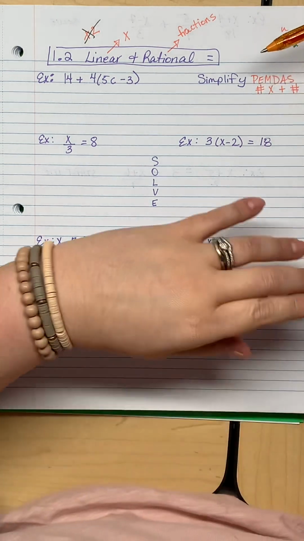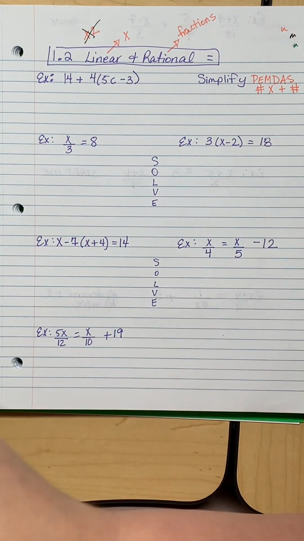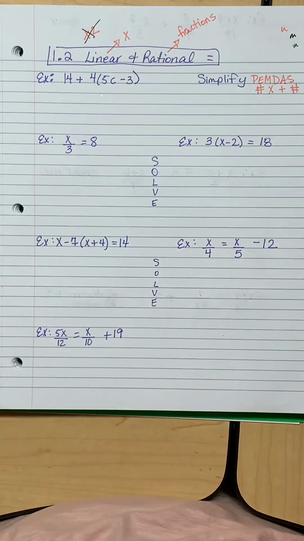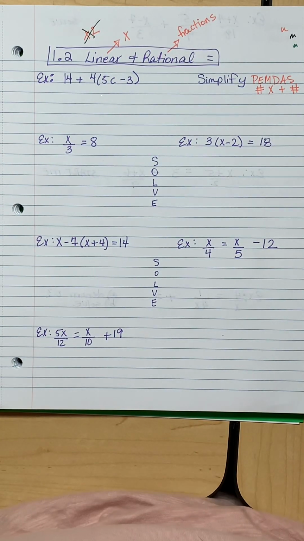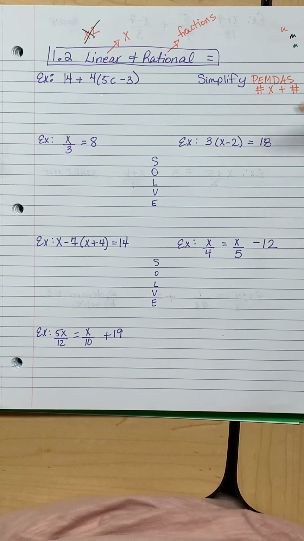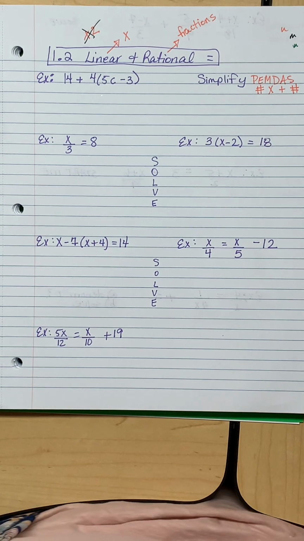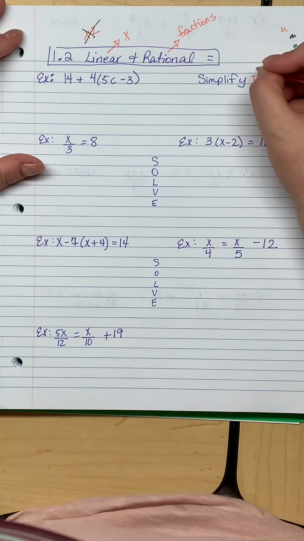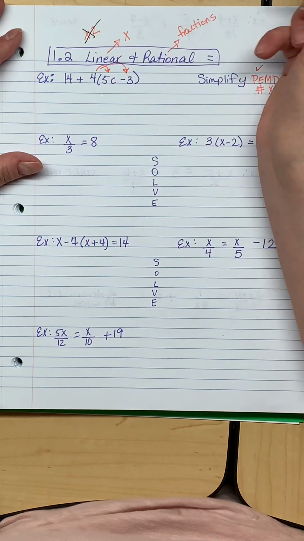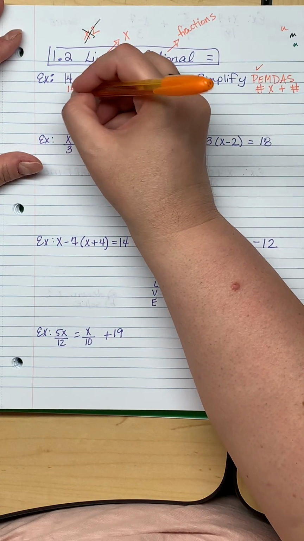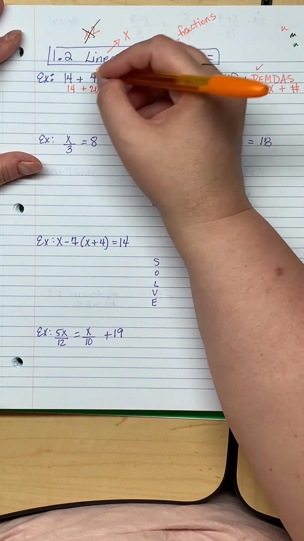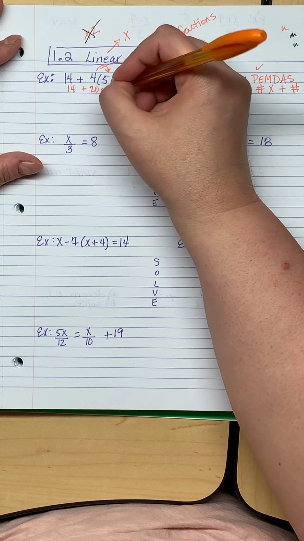Okay, the first couple of examples in your homework say simplify. Simplify means PEMDAS, and we want our answer to come out like a number plus another number times X, or whatever letter we're using. First we do the P, parentheses. So 4 times only the stuff in the parentheses. So we still have that 14 plus 4 times 5, 20C, 4 times -3, minus 12.